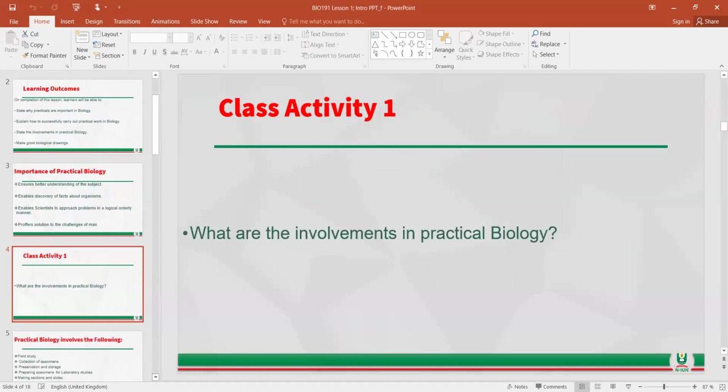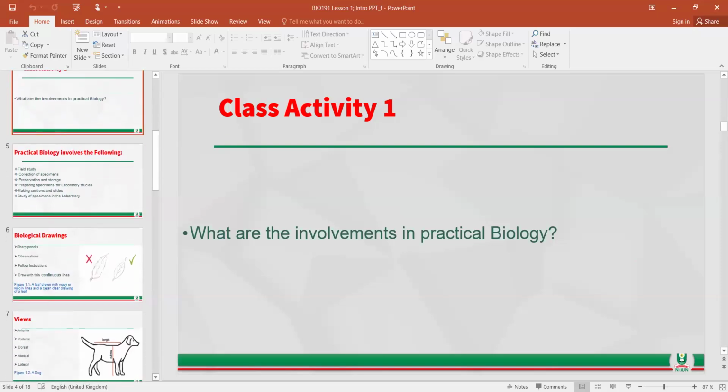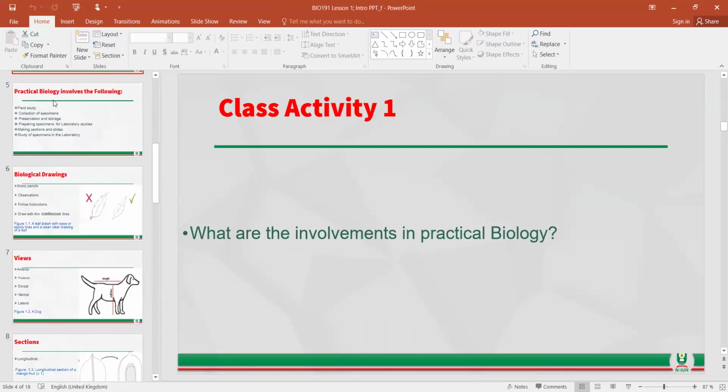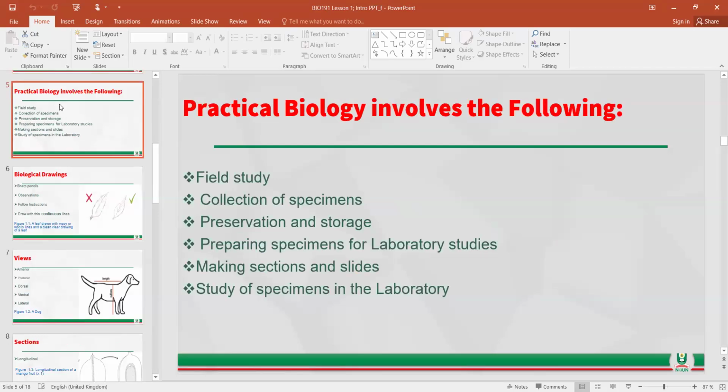Quickly go through this activity. What are the involvements in practical biology? Practical biology involves the following. We have field work. Sometimes we go to the field, the natural habitats of the organisms, examine them, and look at how they interact with other organisms, even with the physical environment. Then sometimes we need to collect specimens, that is the live organisms, take them to the lab, preserve them, and store them. We can use them immediately. After usage, we still store.